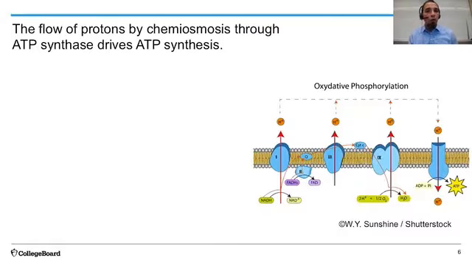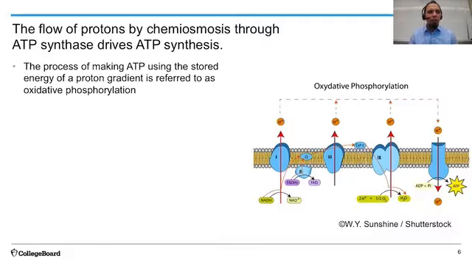Again, maybe some new terms, jot down, okay, what's chemiosmosis? Put it in the Zoom chat. You should remember what ATP synthase is, I know it's an enzyme. The process of making ATP using the stored energy of the proton gradient is referred to as oxidative phosphorylation. So oxidative, dealing with electrons, and phosphorylation is with your phosphates.